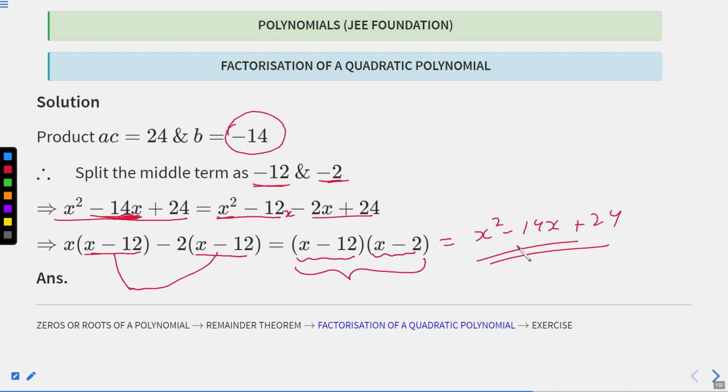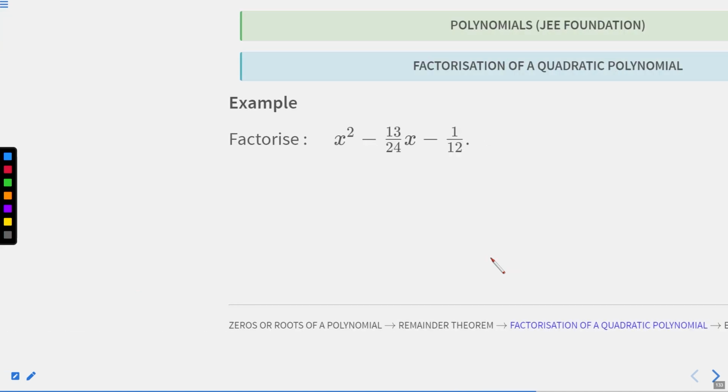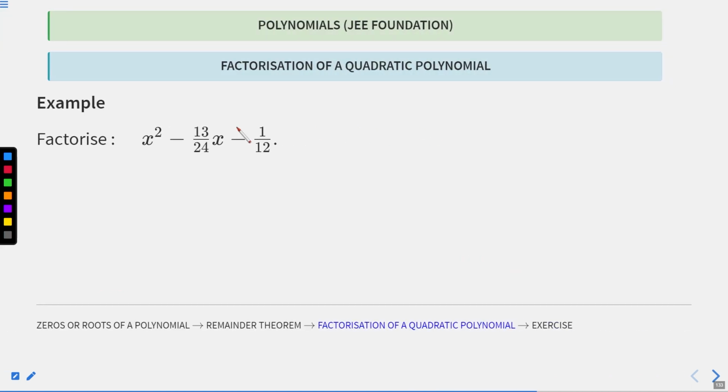I hope this is also now clear to you. Okay, so I hope you are understanding the splitting the middle term concept. Let's move to next and see one more example.